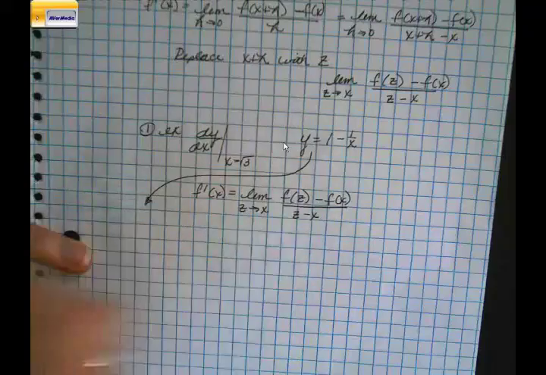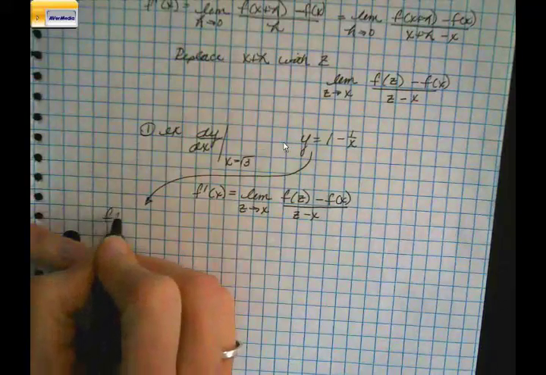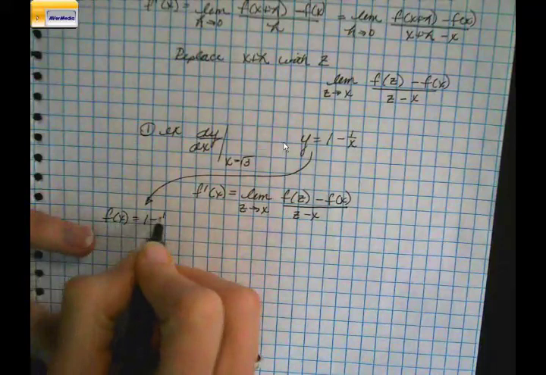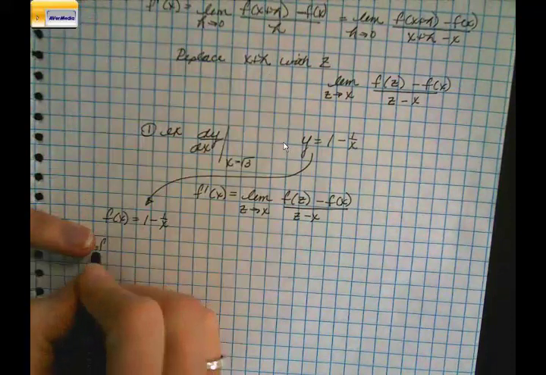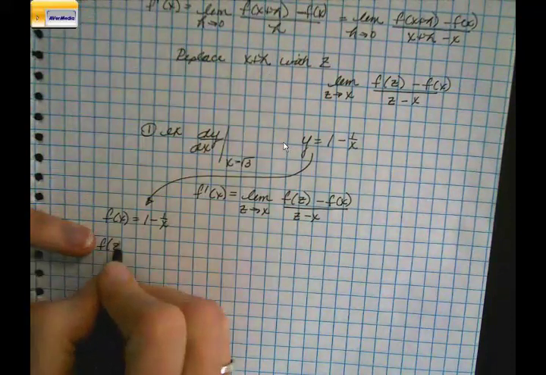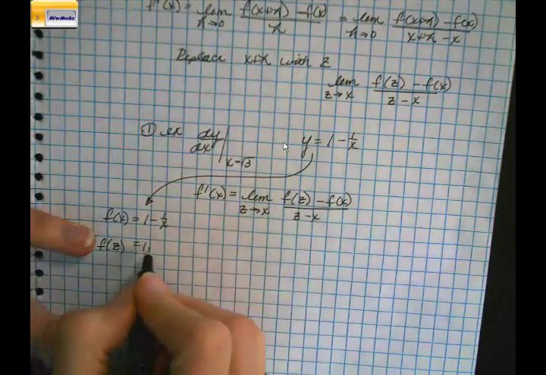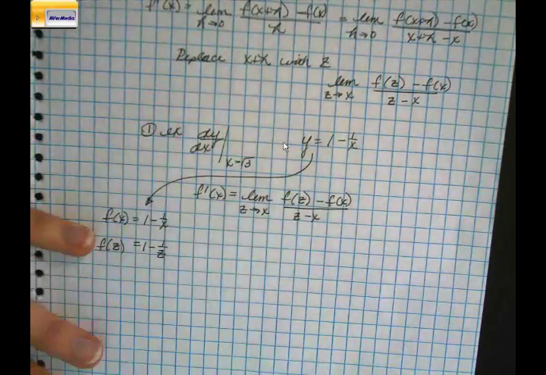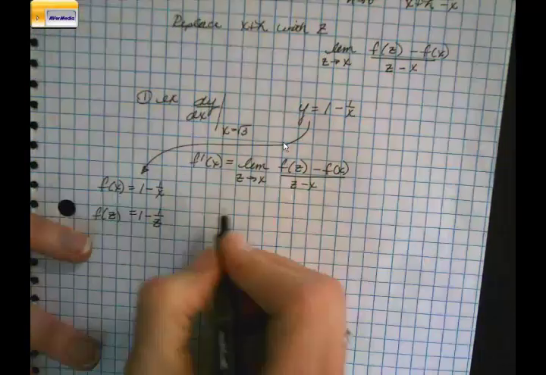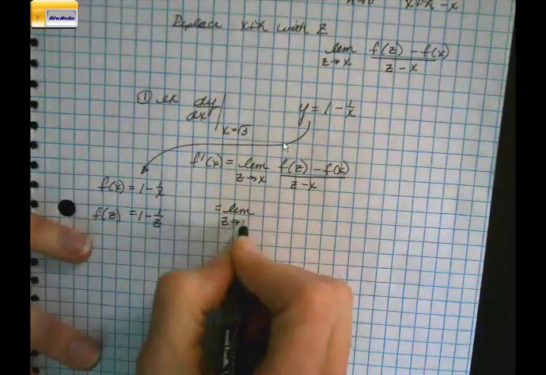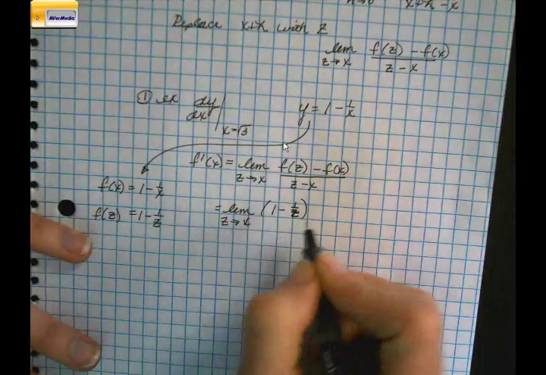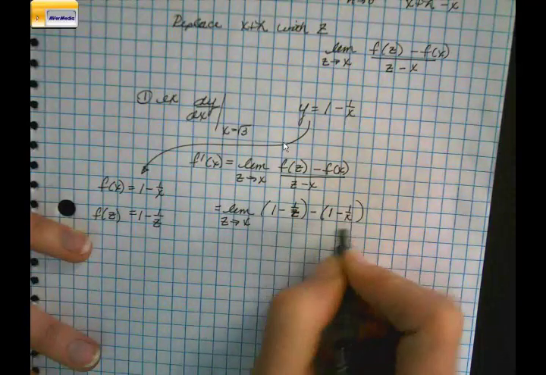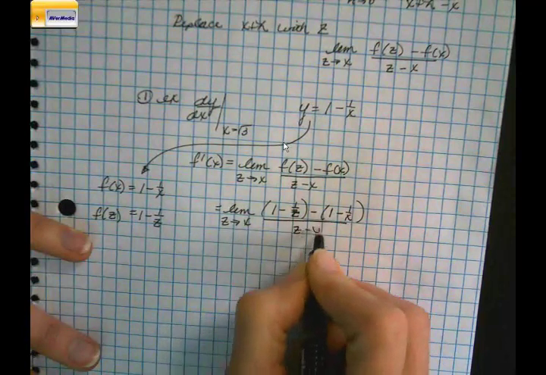Well, here's the curve. I'm going to put it in function notation. Instead of claiming it as y, I'm going to claim it as f of x so that it flows more smoothly with this difference quotient. So if f of x is 1 minus 1 over x, then f of z, which is now part of the difference quotient, is simply 1 minus 1 over z. So when I plug these into this alternate difference quotient, f of z is 1 minus 1 over z, minus f of x, which is 1 minus 1 over x, all over z minus x.